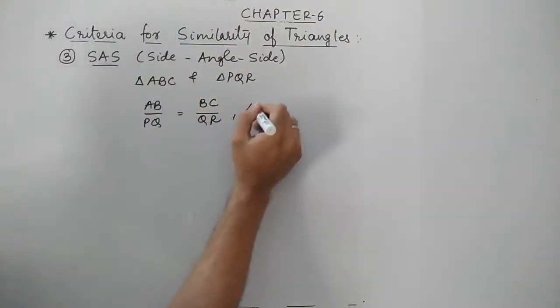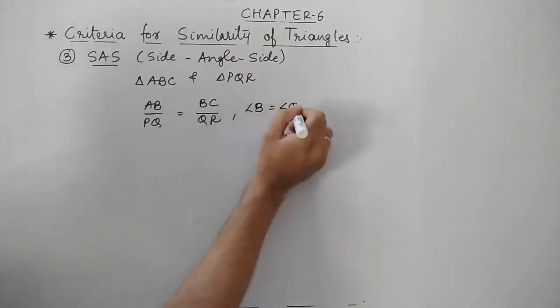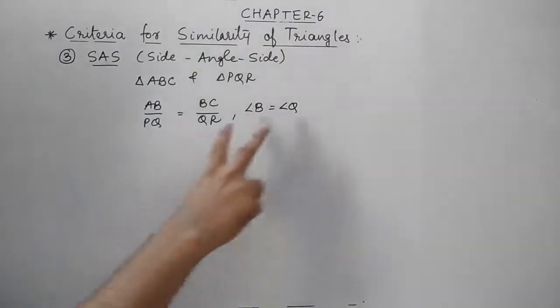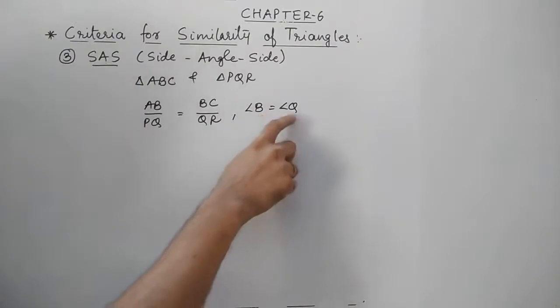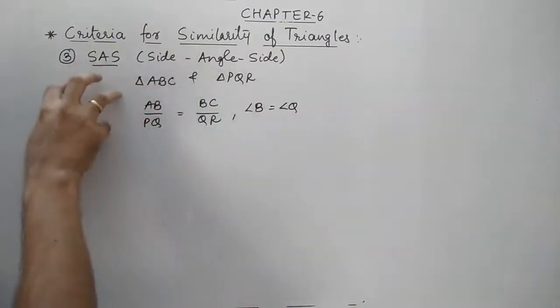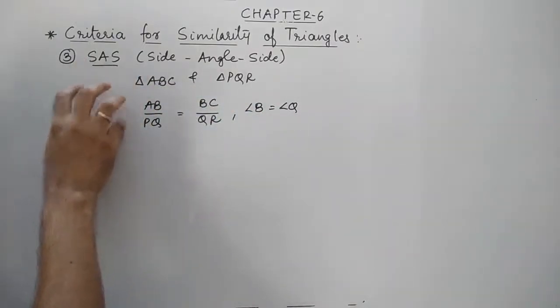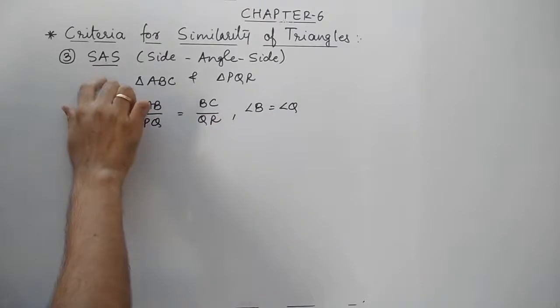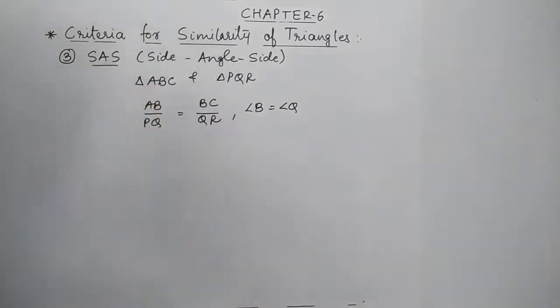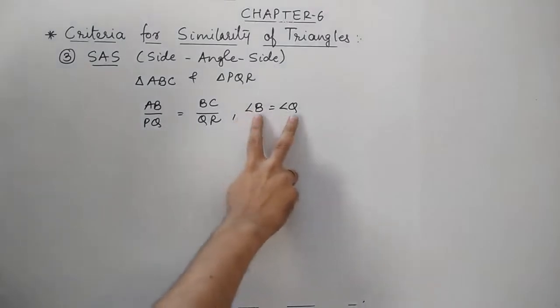So when it is given B is equal to Q, students remember, whenever the angle is given for this criteria, it should be the included angle. अगर हम ये criteria use कर रहे हैं तो अगर यहाँ पे A equals to P दिया है तो it won't be considered as side angle side. We can say it is side angle side if and only if the angle is included.